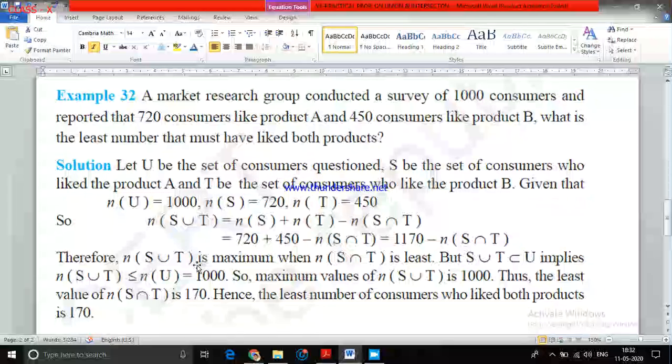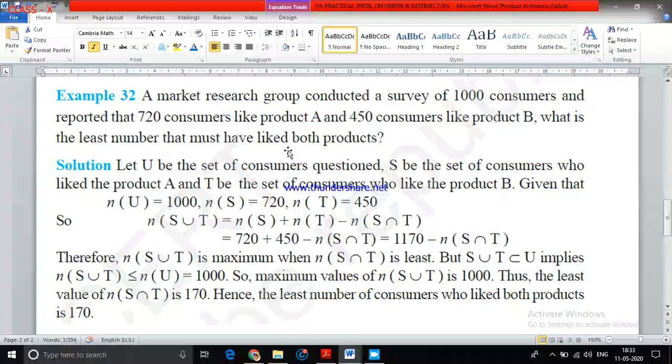Next question is, a market research group conducted a survey of 1,000 consumers and reported that 720 consumers like product A and 450 consumers like product B. What is the least number that must have liked both the products? They ask for the least number. That means it need not be the exact answer, but I want the minimum number who like both the products.